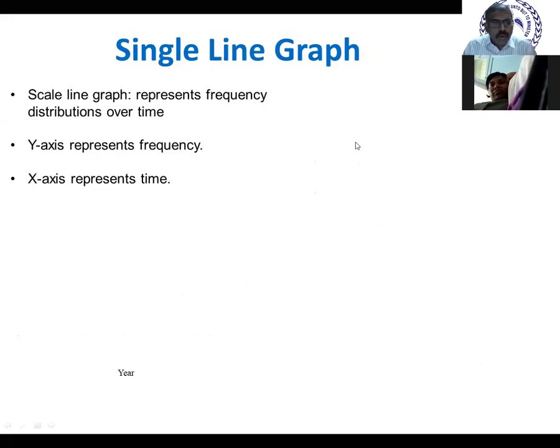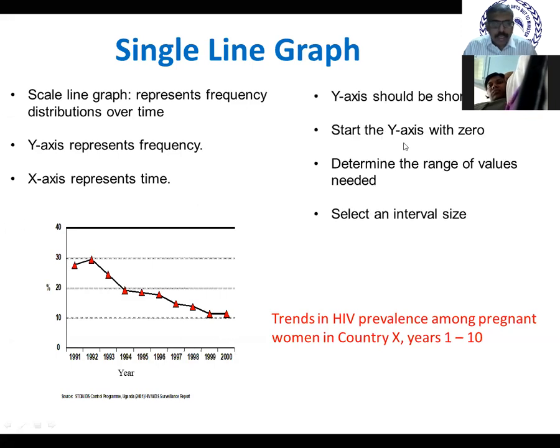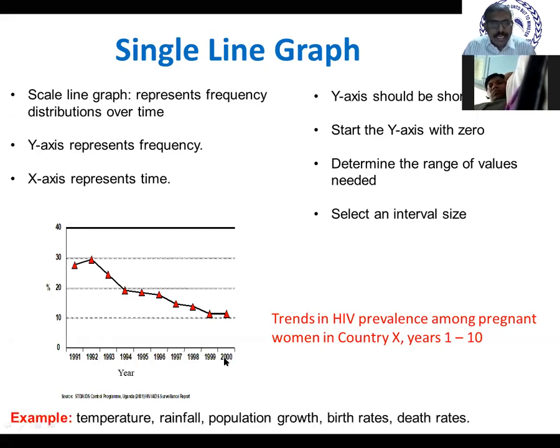So what is a single graph? I'll show you a small example. Here they are trying to show HIV prevalence in the countries in the last 10 years, among pregnant women. This is a single line. The y-axis always represents the frequency and the x-axis represents the time. Always remember, the y-axis should start with 0; you should not start with 40 or 50 and go up. Determine the range of values needed, and select the interval size: every 1 year, 2 years, or 3 years, whichever you want to show. So this is a single line graph.